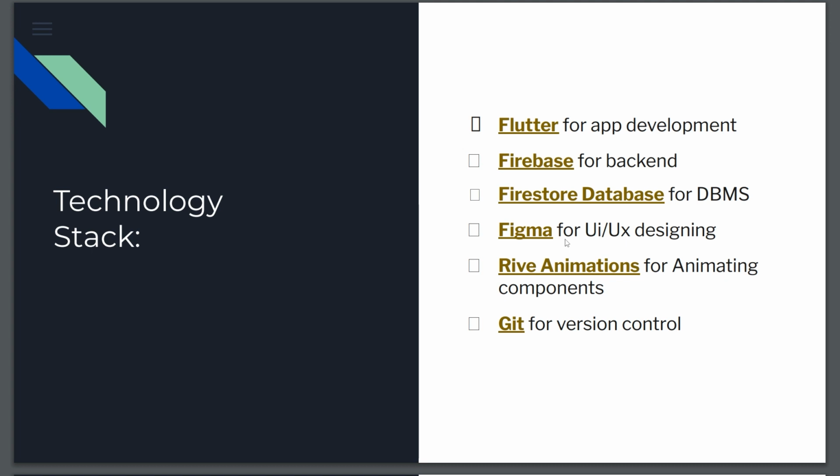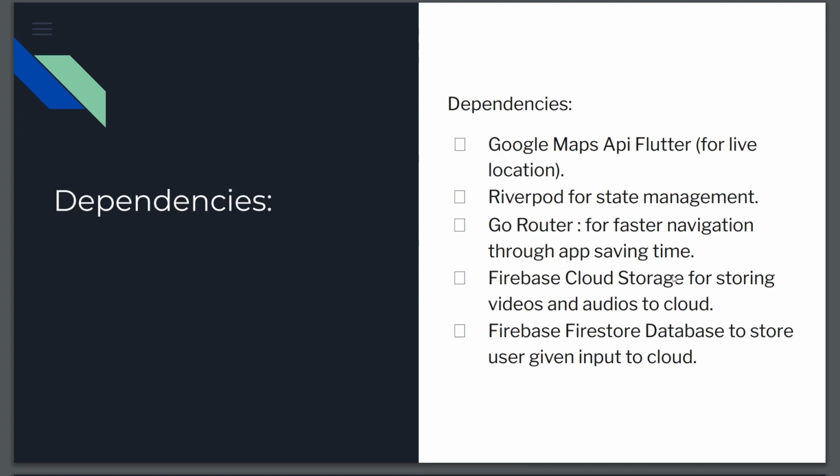Next is our technology stack. We are using Flutter for app development, Firebase for the backend, the Firebase database for database management, Figma for UI/UX design, and Rive animation for animating components. As I mentioned, our team's vision is to create an app that is easily accessible and very user friendly. For that, animations are a must. That is why we are using Rive animation, and Git for version control.